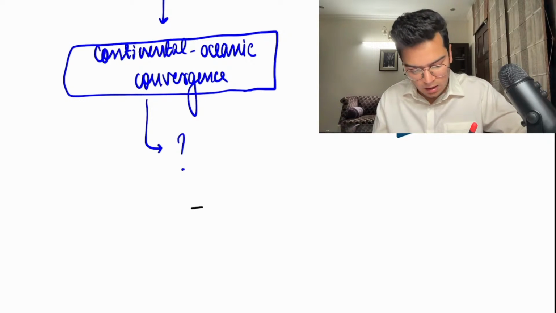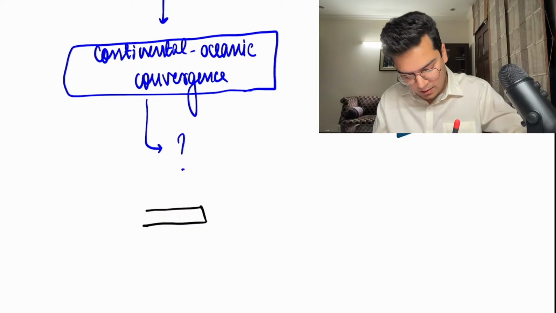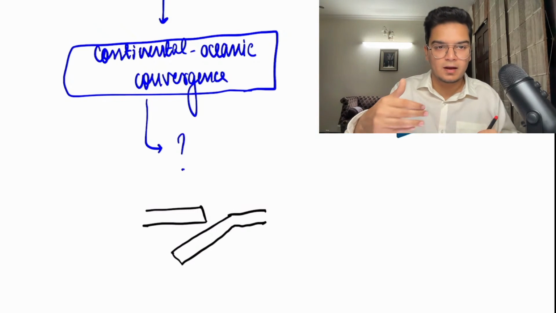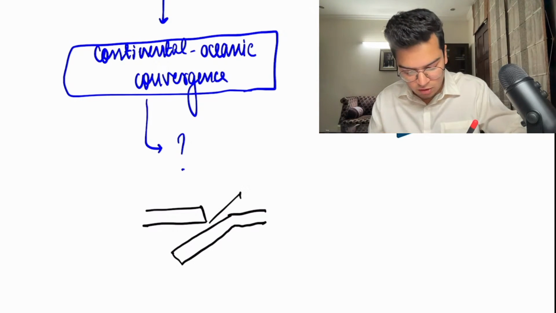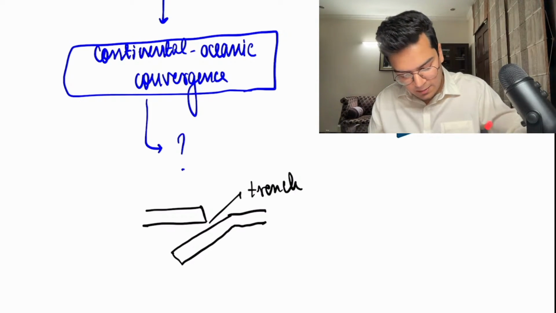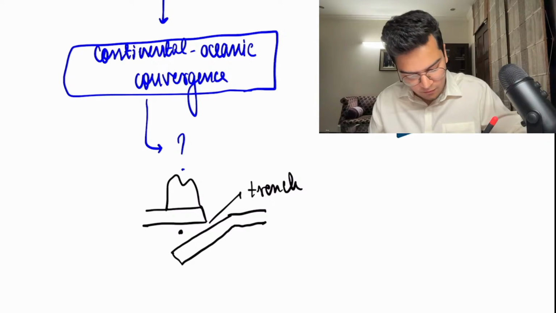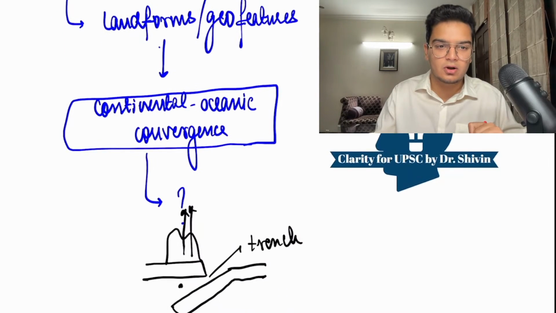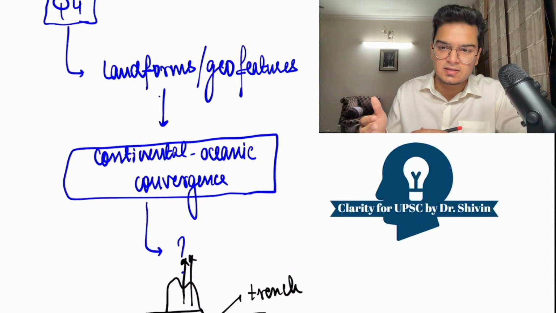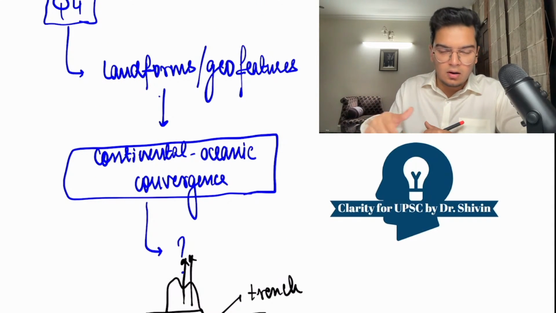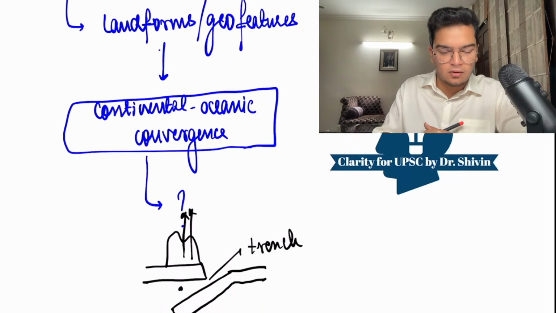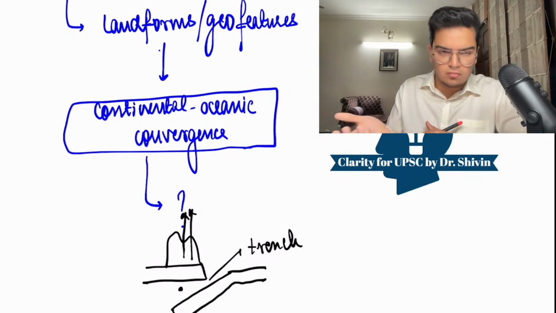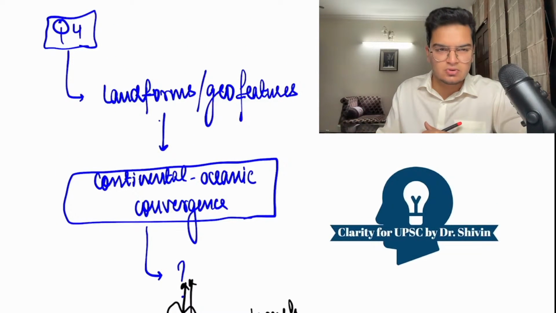So if you draw a continental plate and an oceanic plate, the oceanic plate will be the one that will submerge. So there will be formation of a trench. Light magma will rise here, a fold mountain will form here, and the light magma will then lead to volcano formation. So this is what I wanted to know, all of these landforms and geographical features that are formed when continental oceanic convergence happens, right? So again, not a difficult question for us to get.